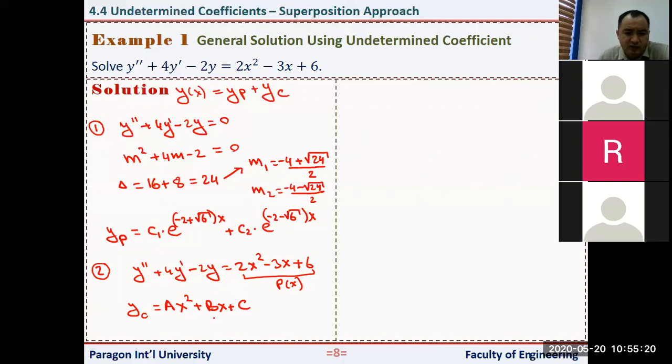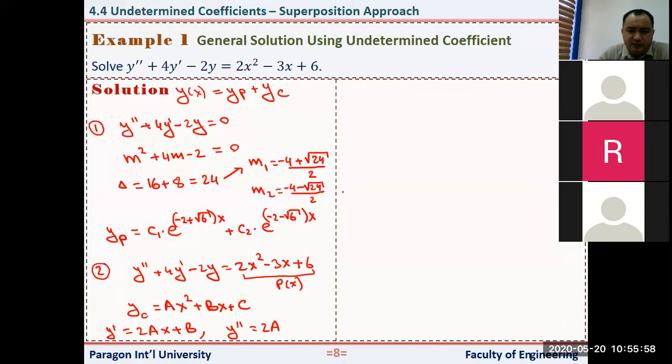Right? So now, since I'm assuming that this satisfies this equation, when I substitute here, it must produce an identity. Identity means left hand side is equal to right hand side for every value of x. So number one, differentiate twice. So let's do the substitution. First, if you differentiate this, what do we have here? 2Ax + B, right? And if you differentiate twice, here we have 2A, and this is equal to 0.